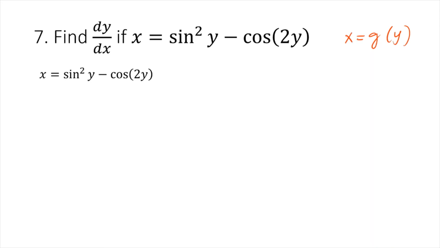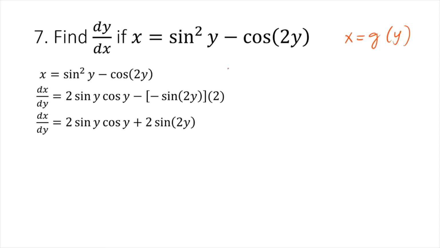So this will give us dx/dy equals the derivative of sine squared y with respect to y, applying the general power rule. So bring down the 2, we have 2 sine y, and the derivative of sine y with respect to y would be cosine y. Minus the derivative of cosine 2y with respect to y, so cosine becomes negative sine, and then the derivative of 2y with respect to y would be 2. So simplifying, you get 2 sine y cosine y plus 2 sine 2y.